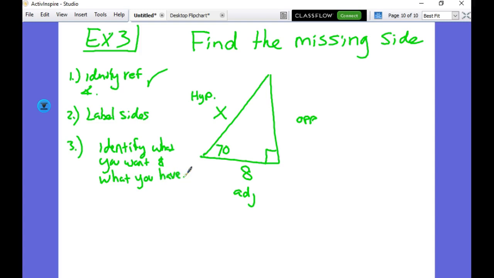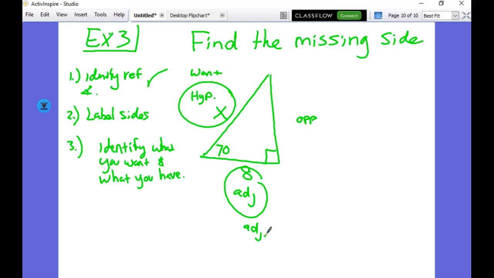What do I want? I want my hypotenuse, right? What do I have? I've got my adjacent. Now the reason we need to do that is because the side that I want and the side that I have, I'm going to use those 2 sides to get the missing answer. So the next thing we have to do is make an equation, and that equation is going to have sine, cosine, or tangent in it. One of those 3.